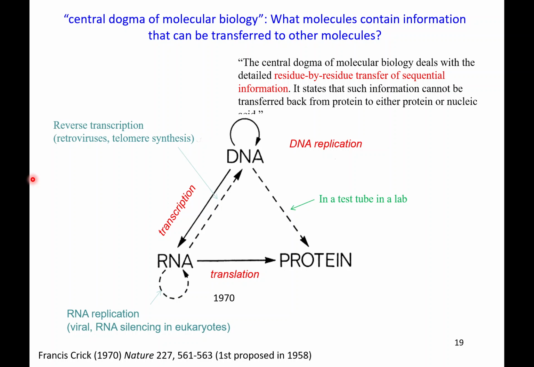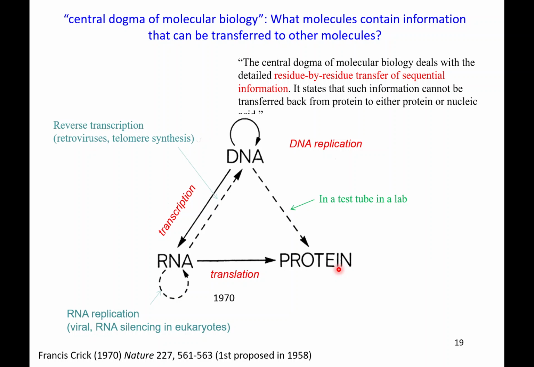Okay. That brings us to the central dogma of molecular biology. The central dogma really states what molecules contain information that can be transferred to other molecules. Historically, the central dogma was that the information is stored in DNA that can be transcribed into RNA, and then RNA can be translated to protein. So that's the information flow that you would see within living organisms. Okay, DNA to RNA to protein.